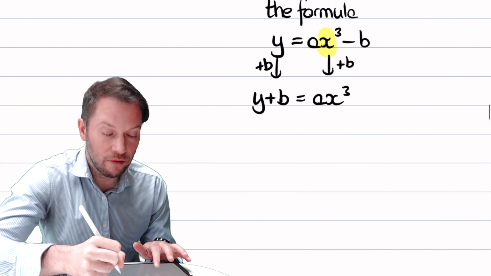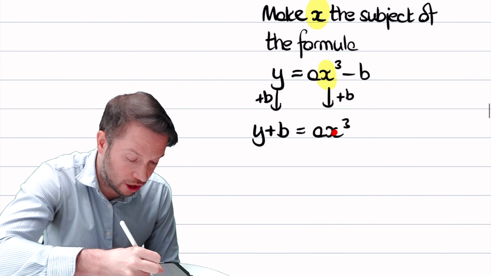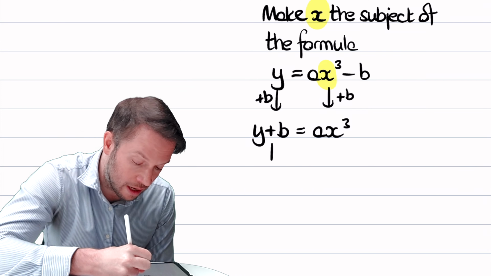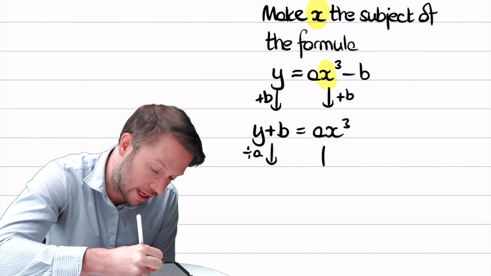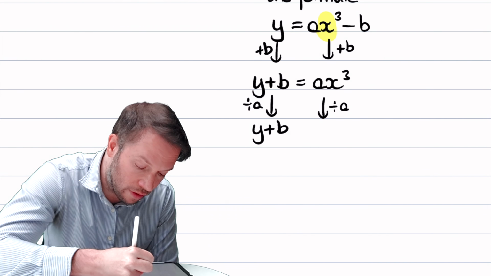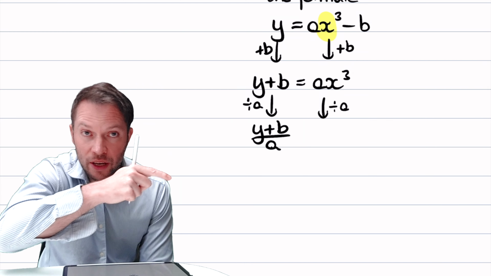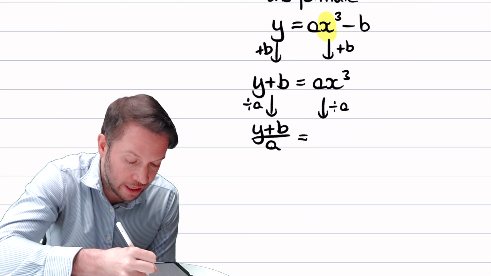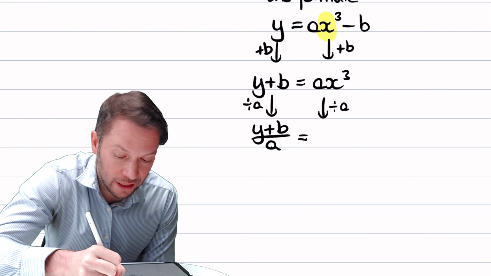Now, again, we want to get rid of the stuff around the x. X is being cubed, then it's being multiplied by a. We want to undo the times by a by dividing both sides by a. So we're going to do the y plus b all over a. To divide by the a, you can just put it all over that thing. And then on the right-hand side, the divide by a cancels out that times by a, just leaving the x cubed.